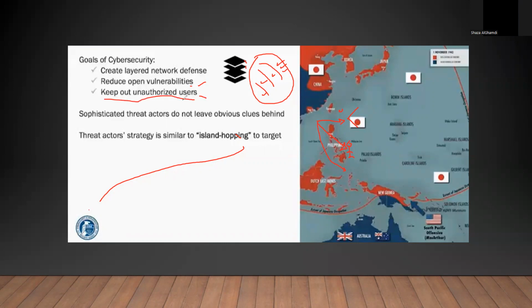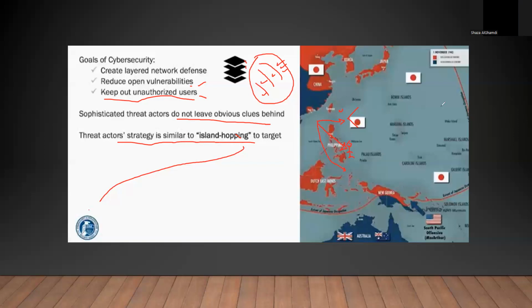But the threat actors do not leave obvious clues behind. So we really need to dig and detect if something is really happening inside our organization. The threat actor strategy is similar to island hopping to the target. So what is island hopping, and why is it important to us today in IOCs?